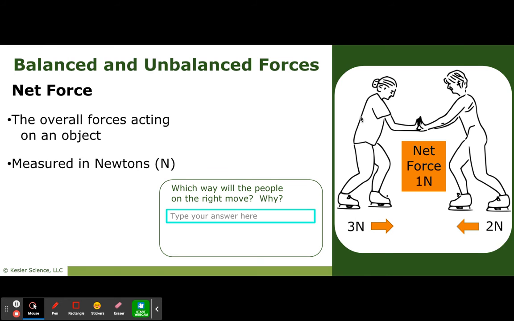So the person here on the left has 3 newtons, while the person on the right has 2 newtons. So 3 minus 2 is 1 newton of force. Which one would be moving? Which way would they move? To the right or to the left? And why do you think that? Put your answer in the box.